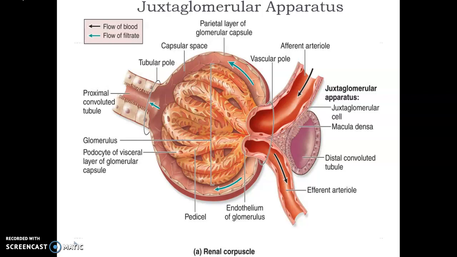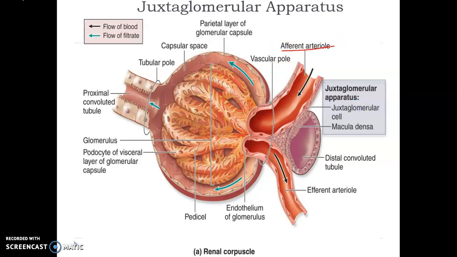You do have to identify the different types of cells that make up the juxtaglomerular apparatus in your lab exam and lab quizzes. So it's really important to understand the function of these cells as well. Now, what do we see here? We do see the afferent arteriole, right? This is the afferent arteriole as labeled.